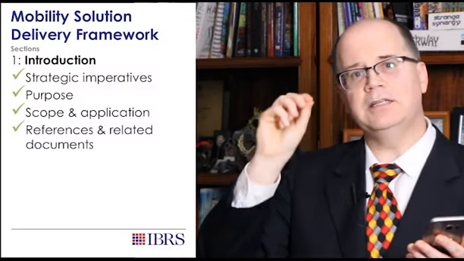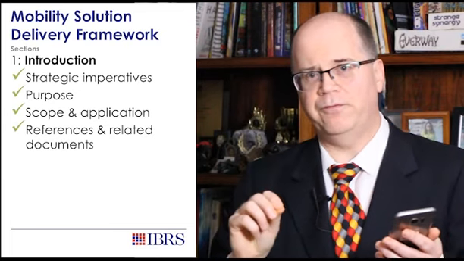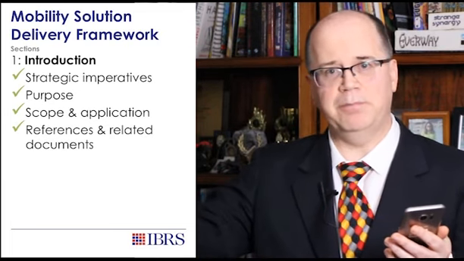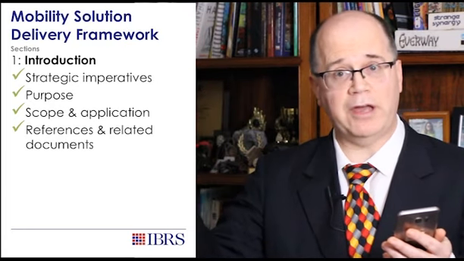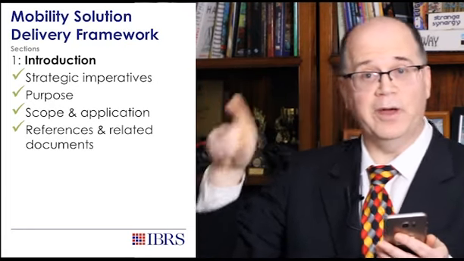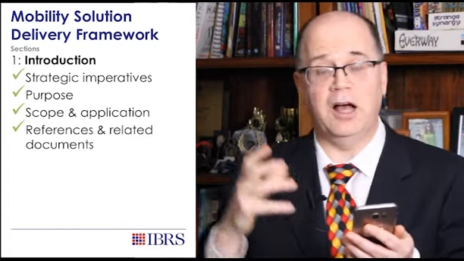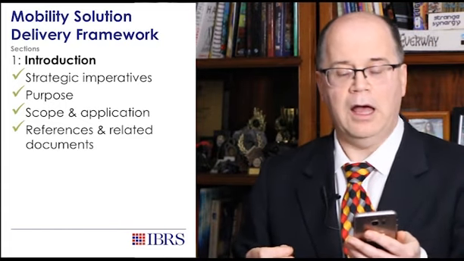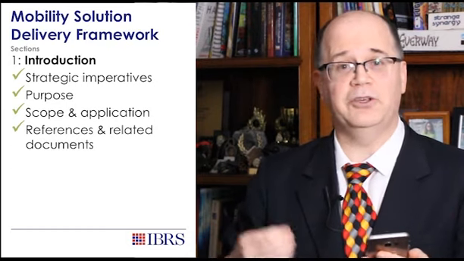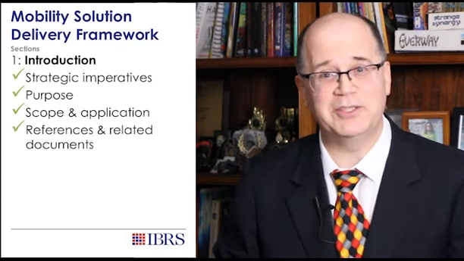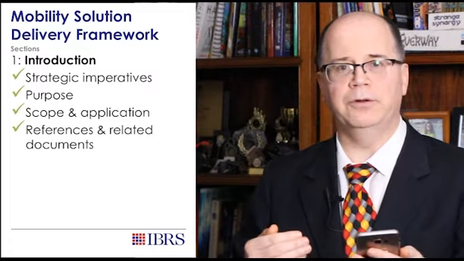The first one is the introduction. And what that does is it ties your delivery framework into the strategic imperatives that you've already discovered in your mobility strategy. And those also are linked back to your higher level ICT strategy. It also has to outline what the purpose of this framework is, and so you need to make the case, like I have with the burning rabbit syndrome, about why this is important.